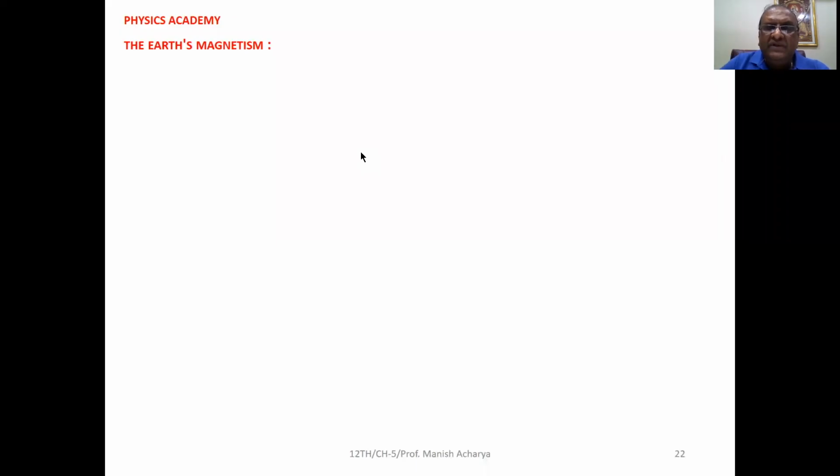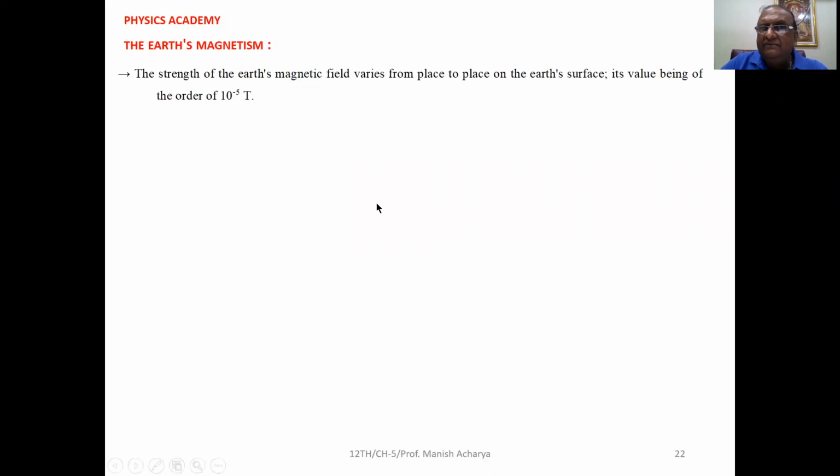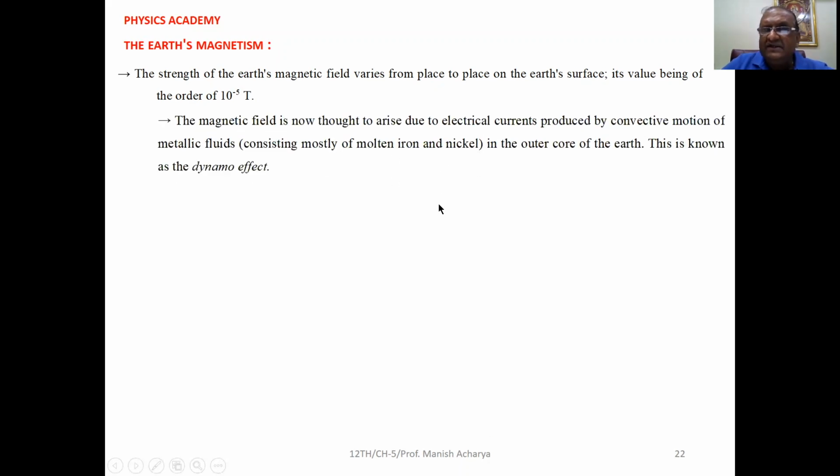Now the next topic is Earth's magnetism. Earth itself behaves as a magnet, and Earth has its own magnetic field. At the surface of the Earth, the magnetic field is of the order of 10 raised to minus 5 Tesla. Now, why is this magnetic field of Earth there?